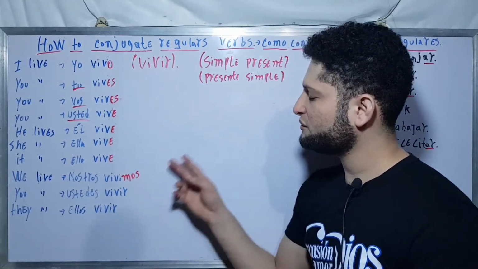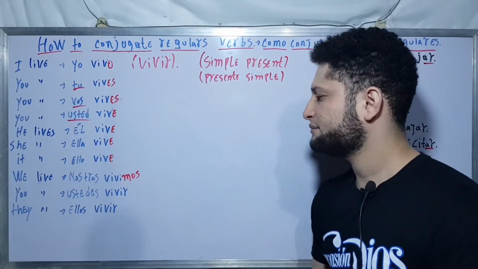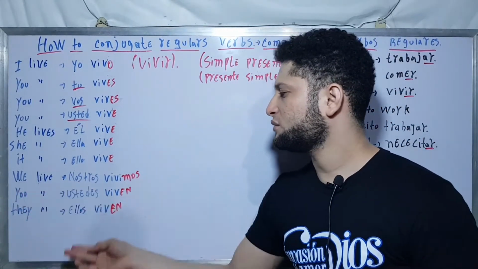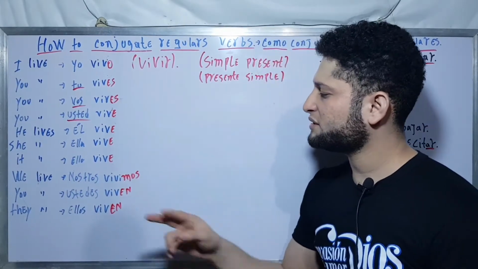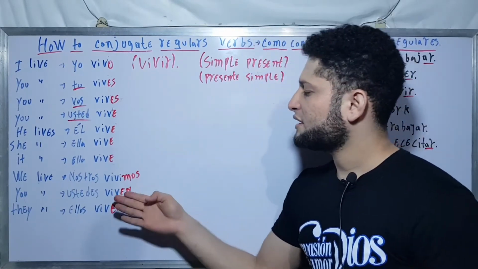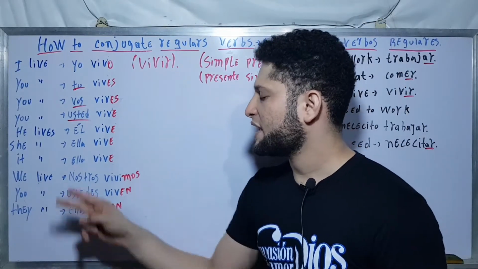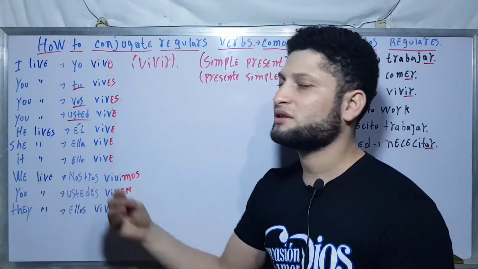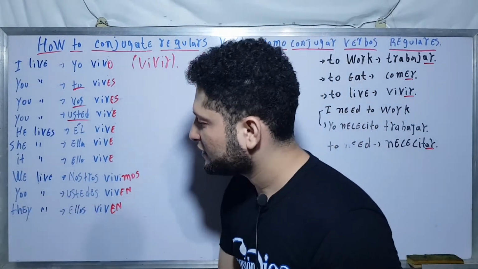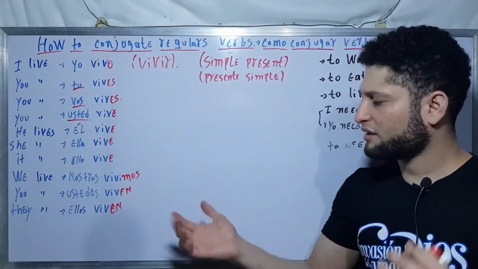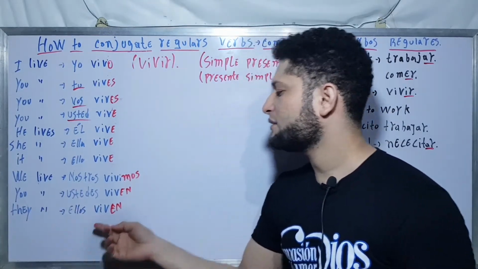I need to remove the two last letters and add EN. As you see, guys, you live, ustedes viven. You need to remove the letters IR, both of them, and add EN. And the last one is the same as always. If you notice, the conjugation for the second person in plural is the same as for the third person in plural. They live, ellos viven.